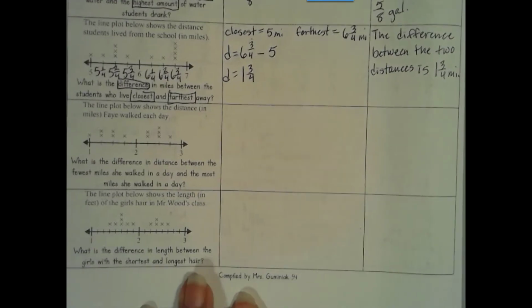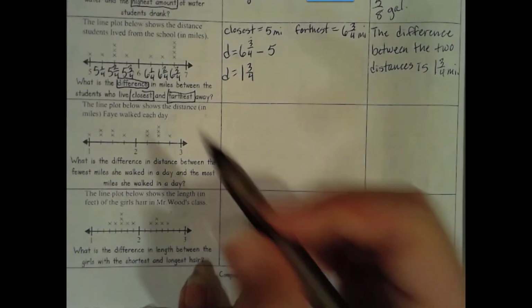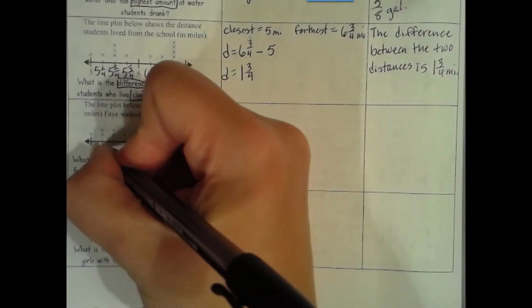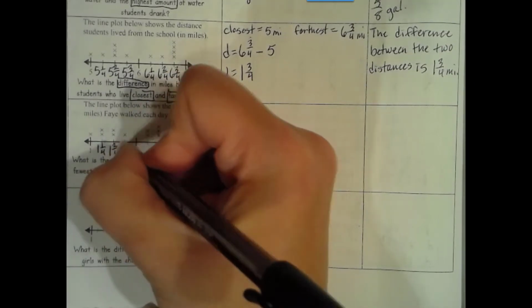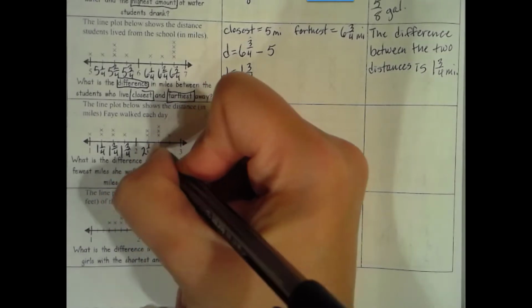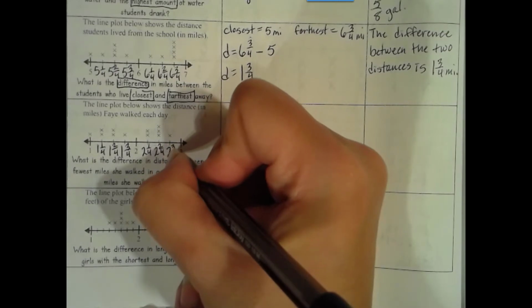Okay, the line plot below shows distance in miles Faye walked each day. So this is cut into 1, 2, 3, 4 equal pieces. So we have 1 and 1/4, 1 and 2/4 or 1.5, 1 and 3/4, 2, 2 and 1/4, 2 and 2/4 or 1/2, 2 and 3/4, and then 3.